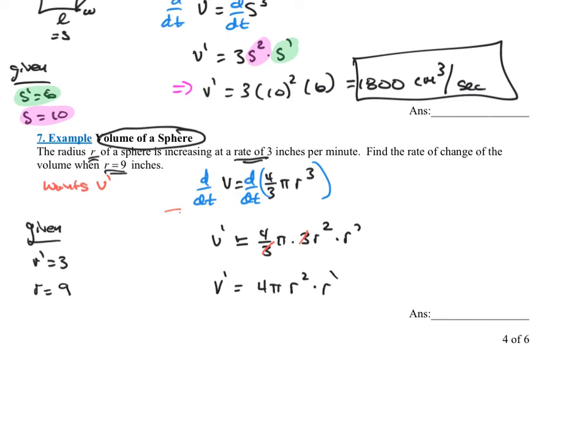Simply use our given information. We know that r prime is equal to 3. We know that r is equal to 9. Be very careful that you're plugging those in the right place. You want to square the right one. So I'm getting v prime, the rate of change of the volume, is 4 pi times 9 squared times 3. We'll plug those into your calculator.